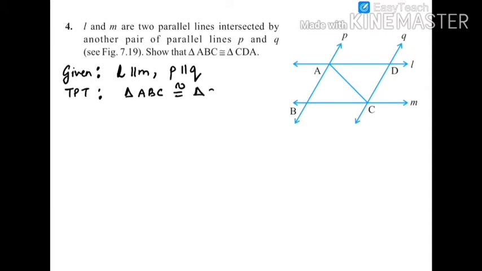Question number 4. L and M are two parallel lines intersected by another pair of parallel lines P and Q. Show that triangle ABC is congruent to triangle CDA. Write down what is given in the question. L is parallel to M and P is parallel to Q. To prove that triangle ABC is congruent to triangle CDA.